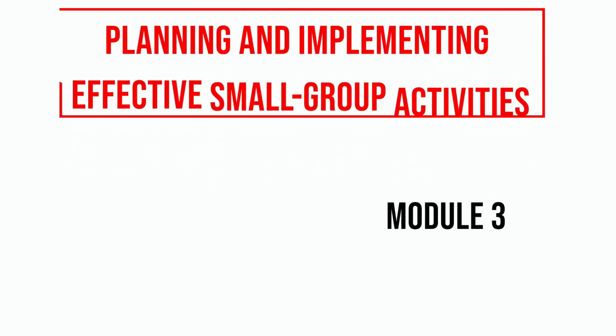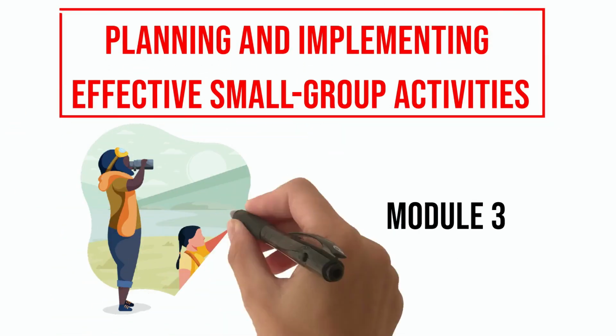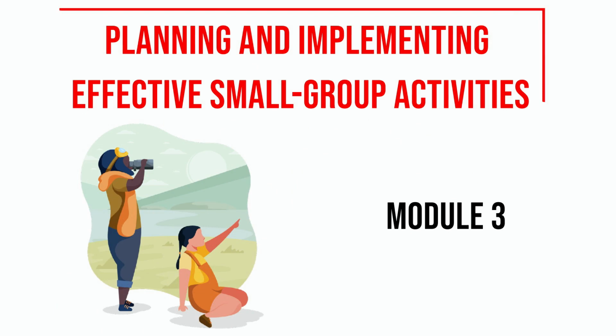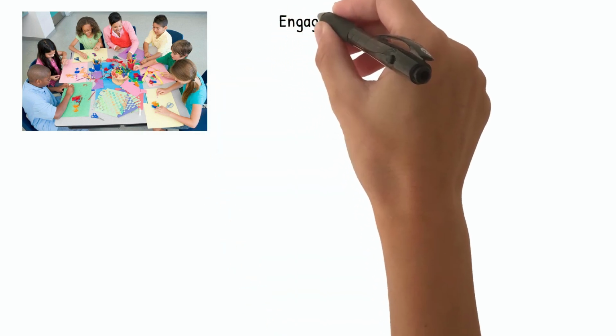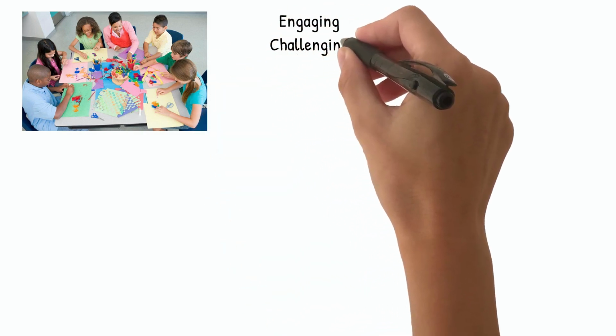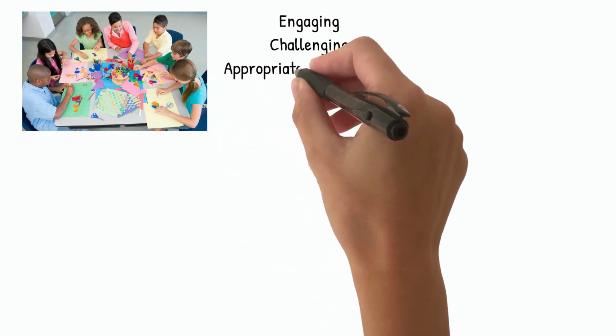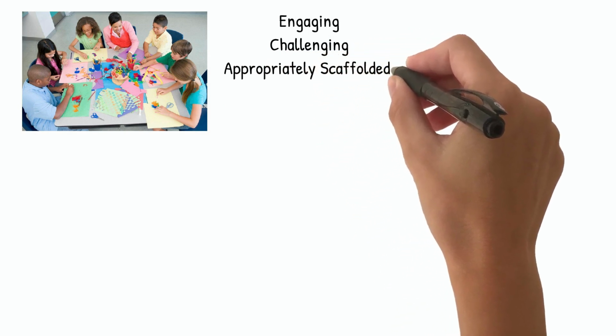Module 3. Planning and implementing effective small group activities. Planning and implementing effective small group activities for children involves designing activities that are engaging, challenging, and appropriately scaffolded to support student learning and collaboration within a small group setting.